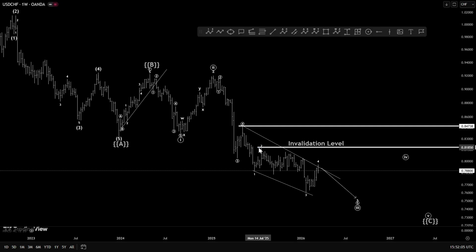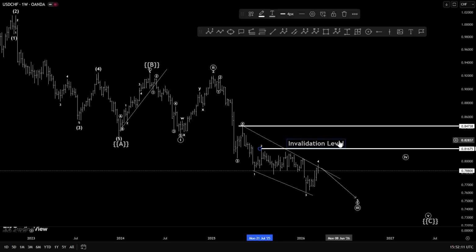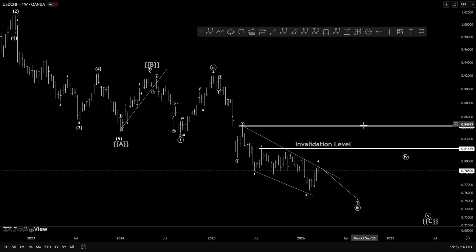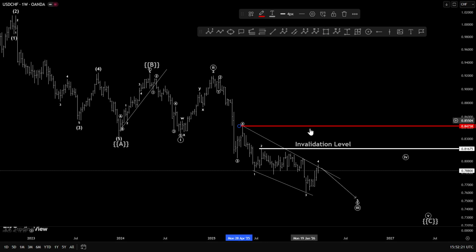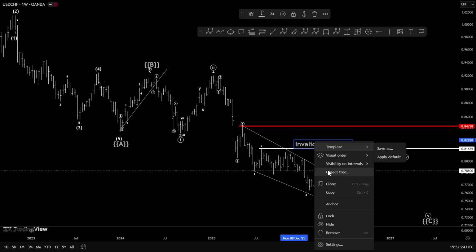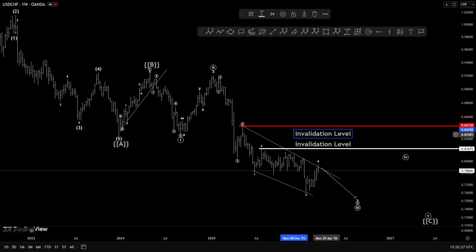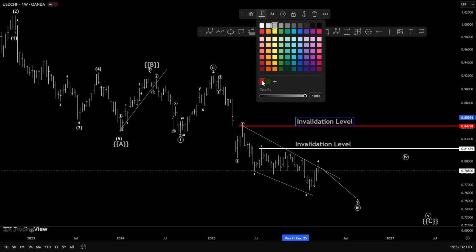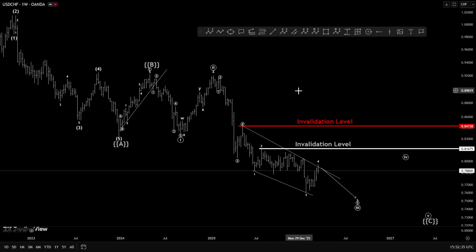For you to be on the safer side of the market, because losing is not something that is easy to watch, if you have two invalidation levels, this will be your maximum invalidation level. The market is not going to go above this place if this wave count is to be counted as the right wave count. This is the maximum invalidation level, and this is the normal invalidation level.